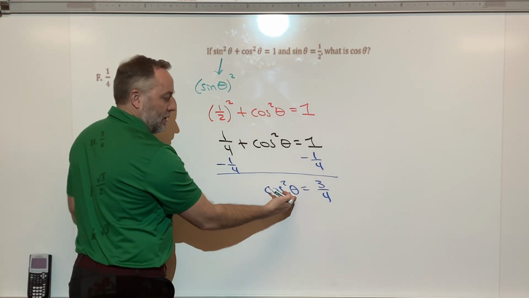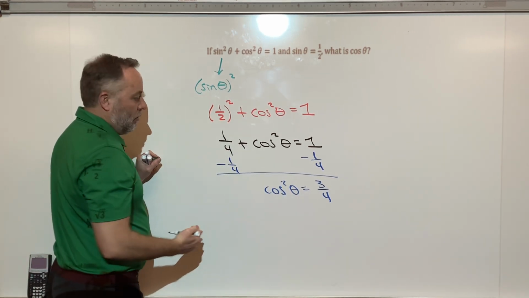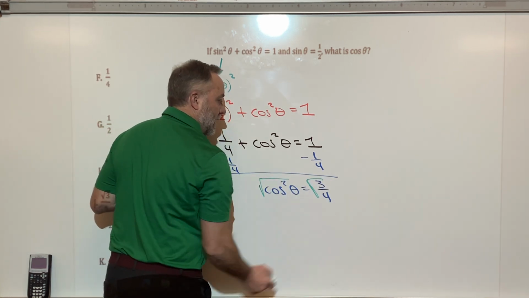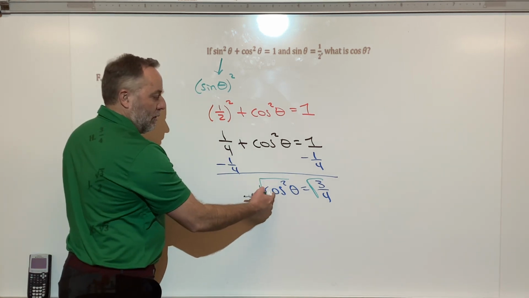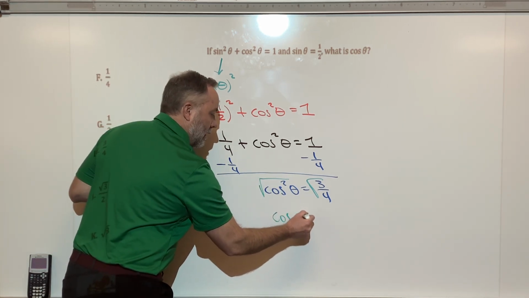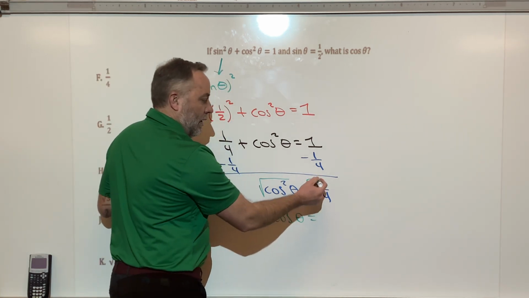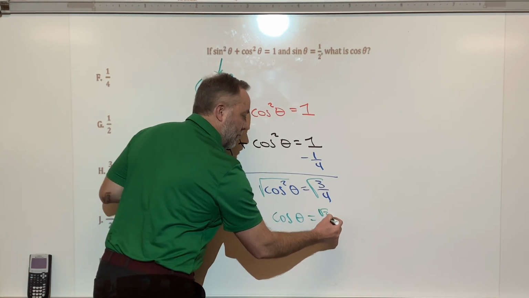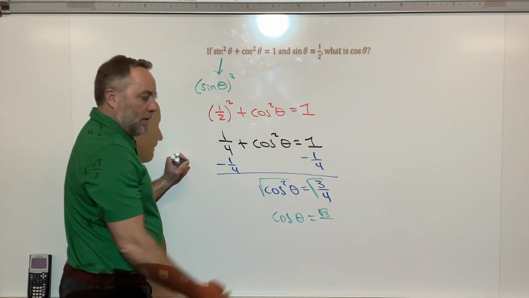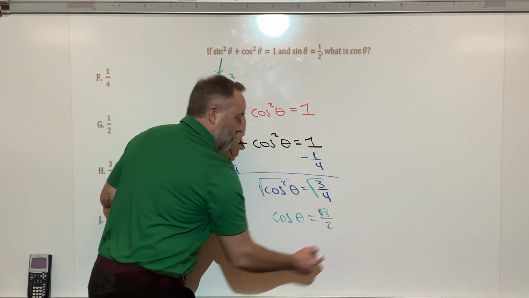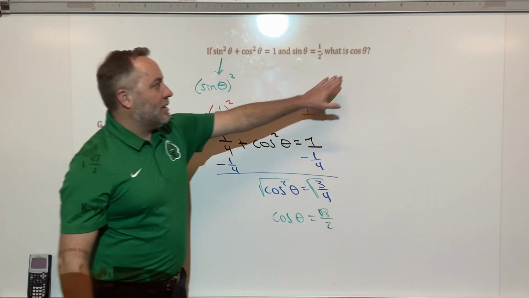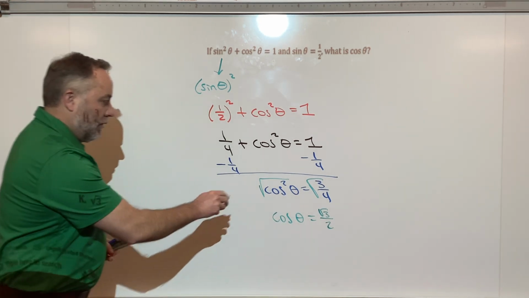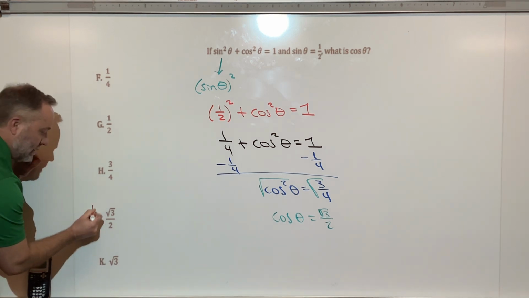So what's being done to cosine? It's being squared. To undo squaring something, we'll take the square root of both sides. And again, what we do to one side, we must do to the other. So the square root of cosine squared is just cosine of theta. And the square root of 3/4, you can take the square root of the numerator, which would be the square root of 3, divided by the square root of the denominator, and the square root of 4 is 2. And when we do that, we see that what we're being asked to solve for, cosine of theta, is equal to the square root of 3 over 2, and we can find that in selection J.